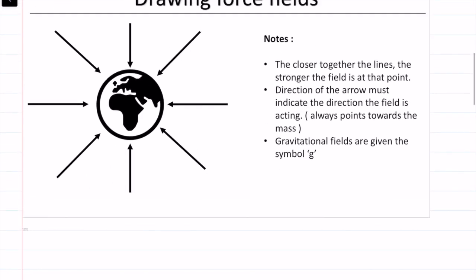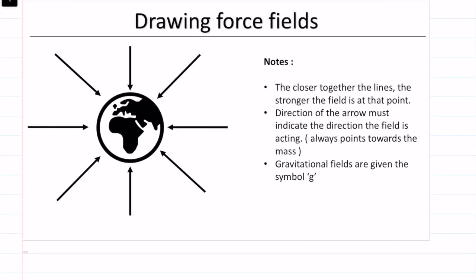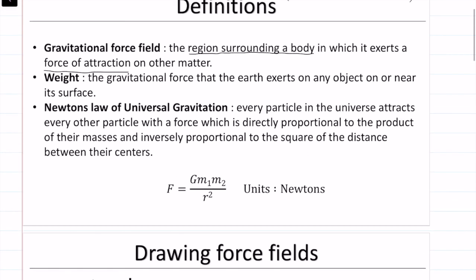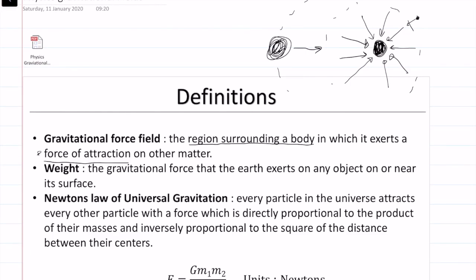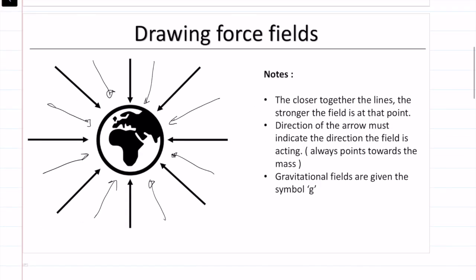Okay, with that being said, let's see how we draw force fields. The closer together the lines, the stronger the field at that point. So if we want to show that there's a very strong force field, we will increase the density of the lines, increase the number of lines, just to show that the field is very strong. The direction of the arrow must indicate the direction of the field. Previously we said it's a force of attraction, so the arrow must always be directed towards the mass, towards the center of the mass specifically.